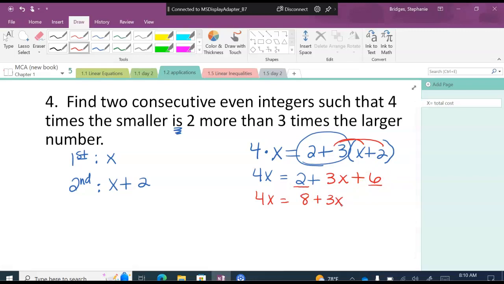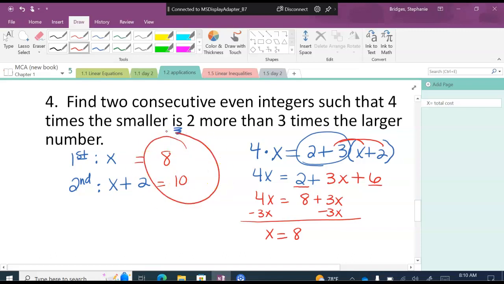And I continue to solve my equation by getting my x's together. And what is my smaller number going to be? It's 8. And then what would my next number be? The other consecutive even? 10. 8 plus 2. So my 2 answers are 8 and 10.